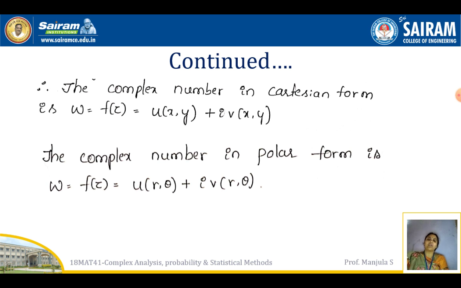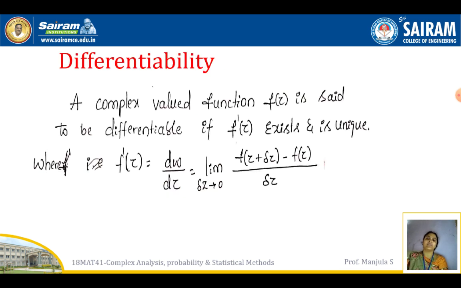We are going to write that as u of x comma y plus i into v of x comma y. The complex number in polar form is also the same thing: w equals f of z equals u plus iv only, where u and v are functions of r and theta. Now we'll see the next basic definition, that is differentiability.